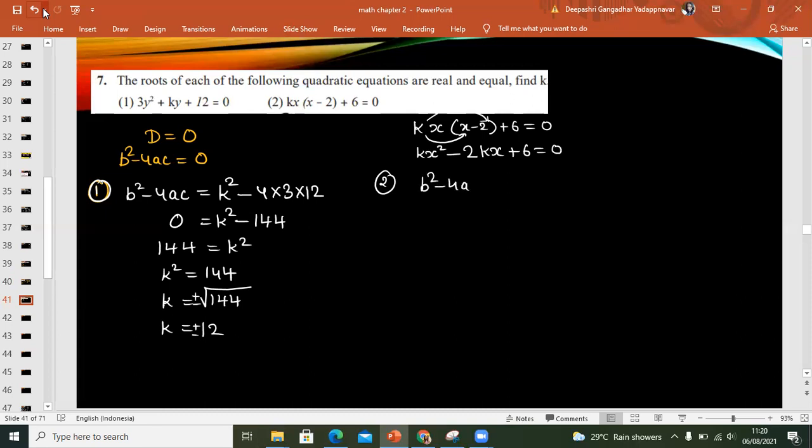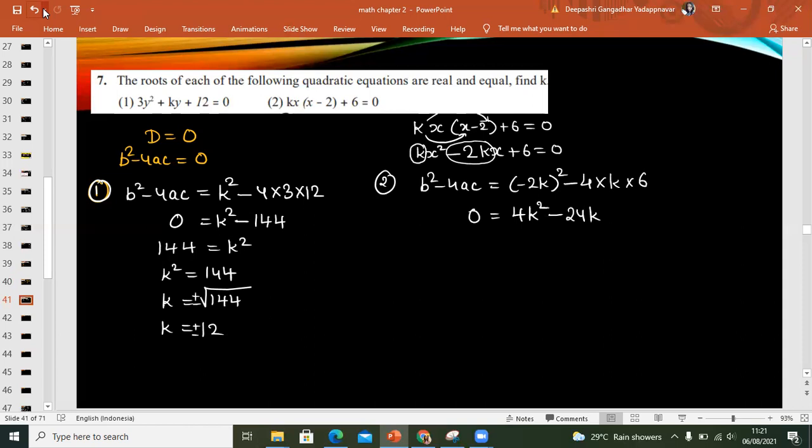So b square minus 4ac. The b value is negative 2k. Remember, this is the b value. Don't forget this k. So negative 2k square minus 4 multiplied by, here the a value is k, the number which is present in front of x square, and the c value is 6. Solve this. Negative times negative becomes positive. We are squaring this, so it will give you 4k square. Minus 4 times 6 is 24k, and this is 0, as we already know from the question.